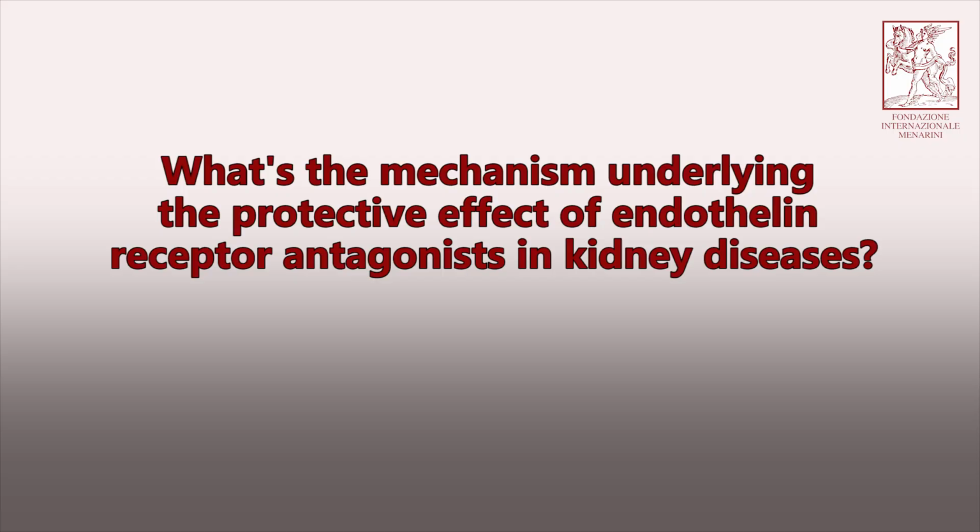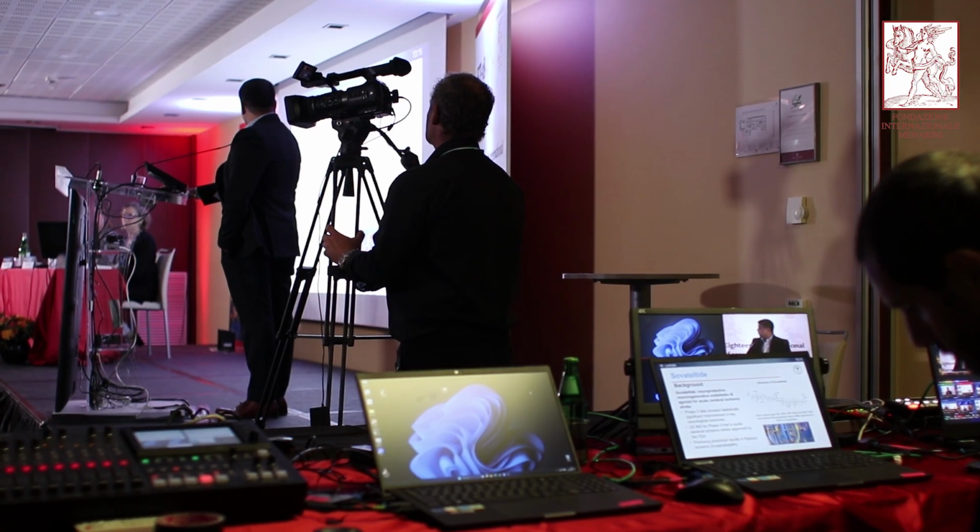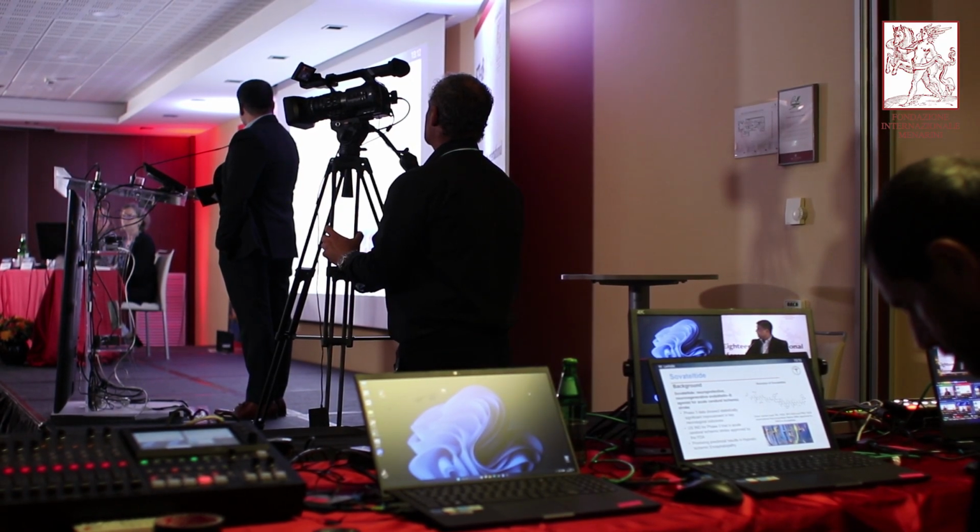What's the mechanism underlying the protective effect of endothelin receptor antagonists in kidney diseases? The renoprotective mechanism of inhibiting endothelin-1 in the kidney is manifold. First of all, endothelin receptor antagonists reduce blood pressure, and this is also accompanied by a reduction of proteinuria because of the reduction of intraglomerular capillary pressure.